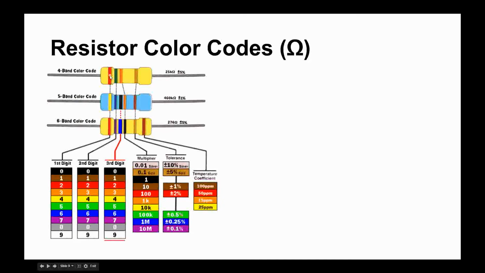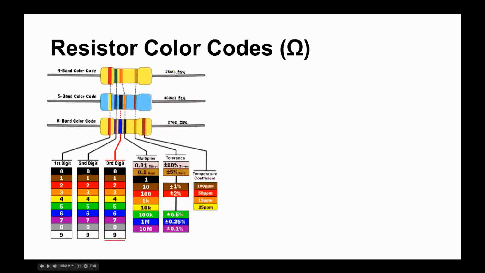So we read from left to right, and the colors correspond to a number down here on this chart. The first digit, which is represented by this red band, is a 2. The second digit, green, would be a 5. And then the third digit in this 4-band resistor is the multiplier. We multiply by a power of 10, so it tells us how many zeros we're going to add to the first two digits. So we have 2, 5, and then orange corresponds to 3. So that's 25,000. That can also be denoted as 25K for short.